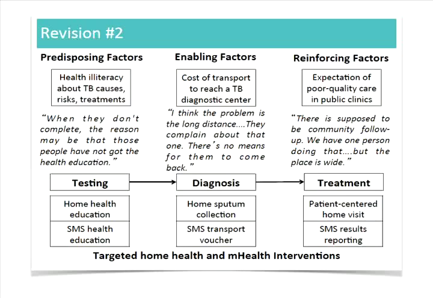Same thing for diagnosis. We think the barriers there are related to the cost of transport to reach a TB diagnostic center. And so we're going to collect the sputum at home and give transport vouchers if they have to go back to the clinic with a positive diagnosis. So you know what interventions we're doing, what process it's affecting, and what barriers it's intended to modify. And same with the last column.